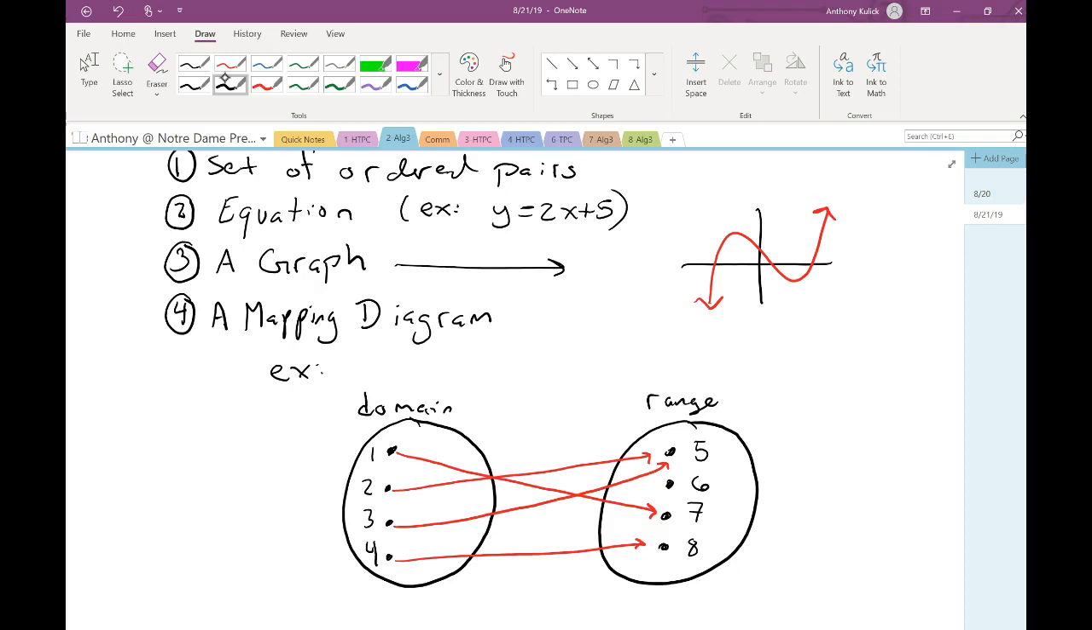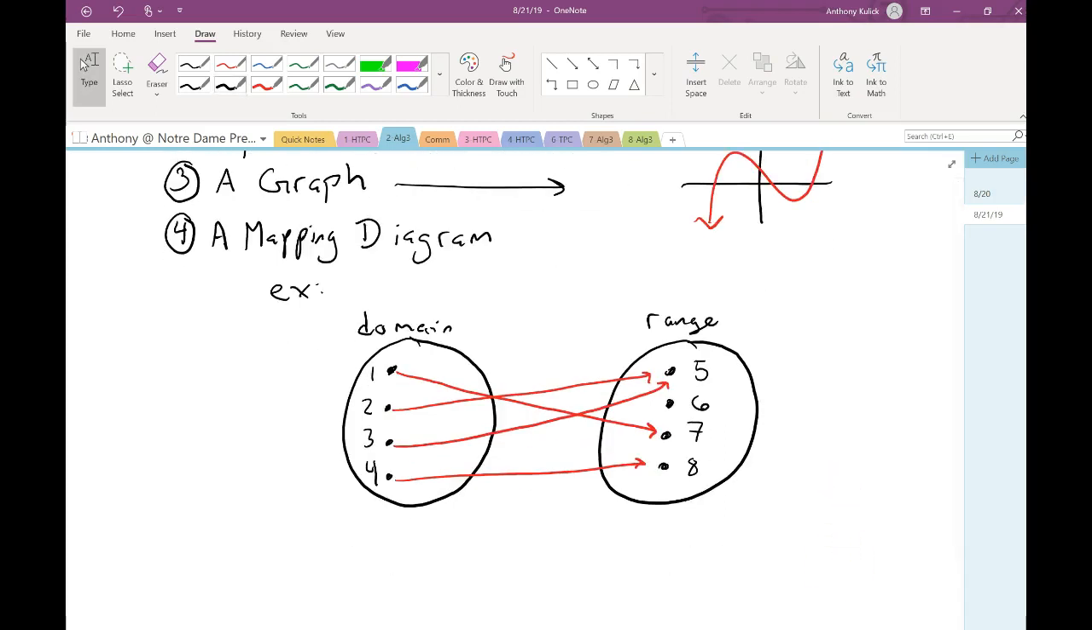The question here is, how can I tell if this is a function or not? I should need to look for repeated x's, right? The x's live in the domain or the range? The domain. So if I look here, are any of these used more than once? No, because we have only one arrow originating from each of these. This is a function.